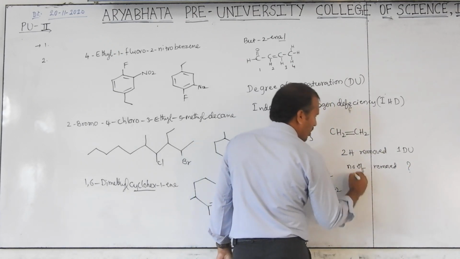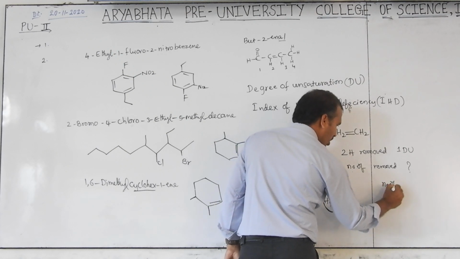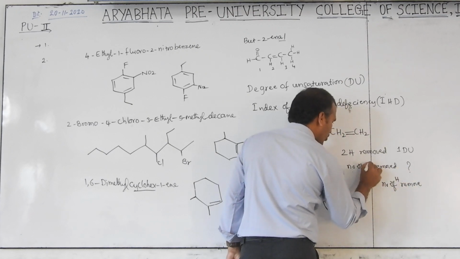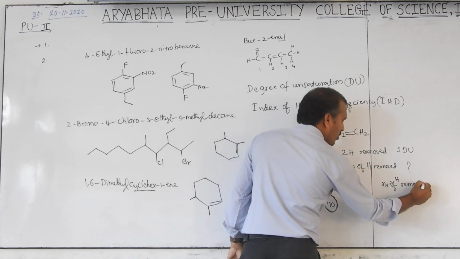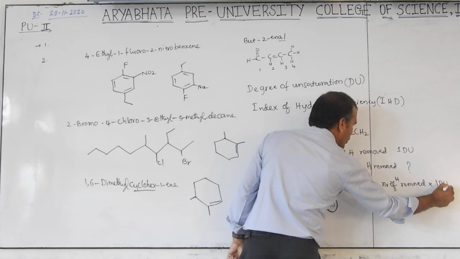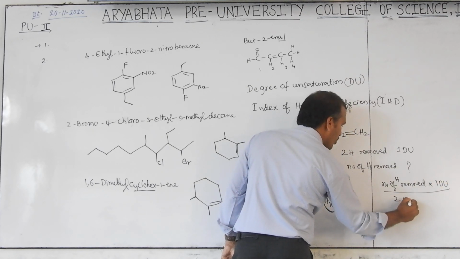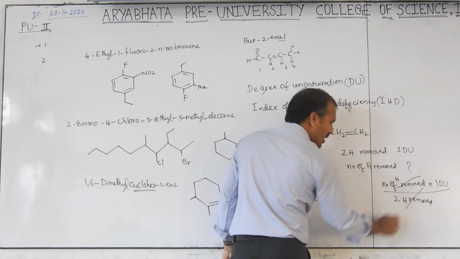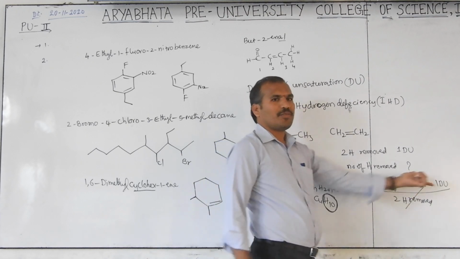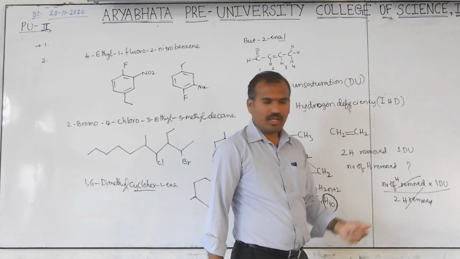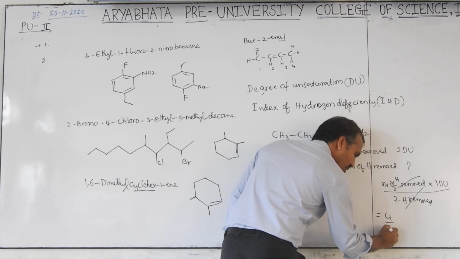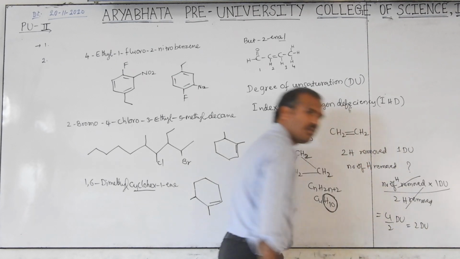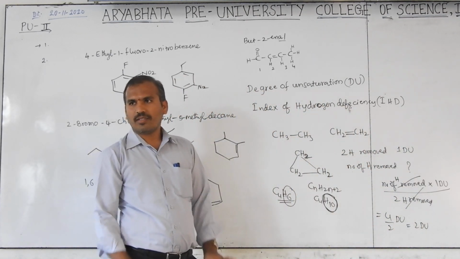Cross multiply: number of hydrogens removed into 1 degree of unsaturation, divided by 2 hydrogens removed. Hydrogens removed cancel. Now we got 4 hydrogens removed, 4 by 2, and then the answer is 2 degrees. What is the point? This is the simplest way.